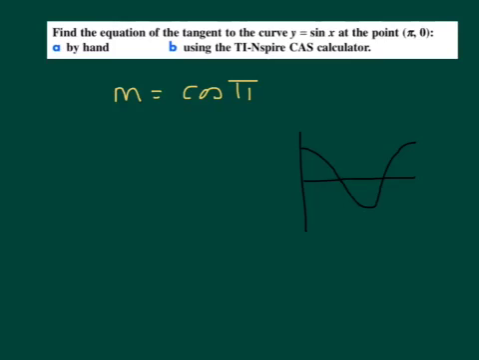Let's think about the cos curve for a moment. When I look at the shape of the cos curve, I know that the curve has a period of 2 pi, and this is the point pi on 2, and this is the point 3 pi on 2. So if I am looking for the place where the gradient is equal to cos pi, I can plot that to be a value of -1. The gradient of this tangent then is -1.